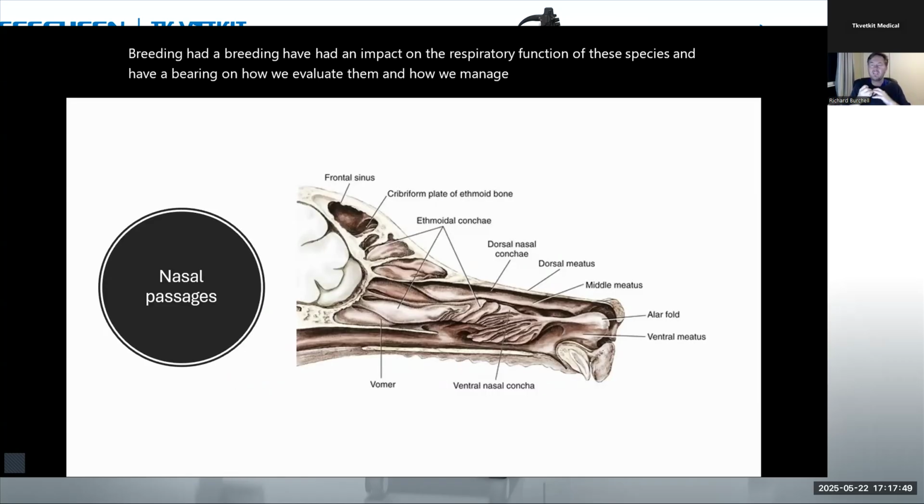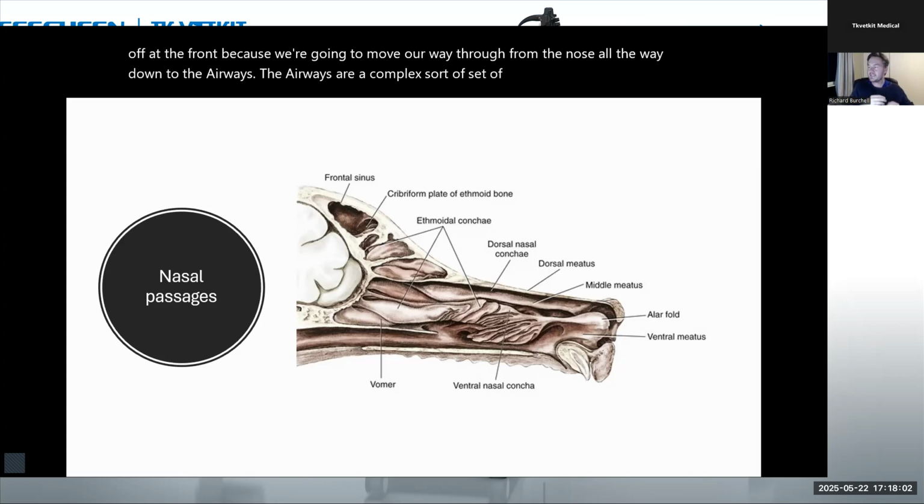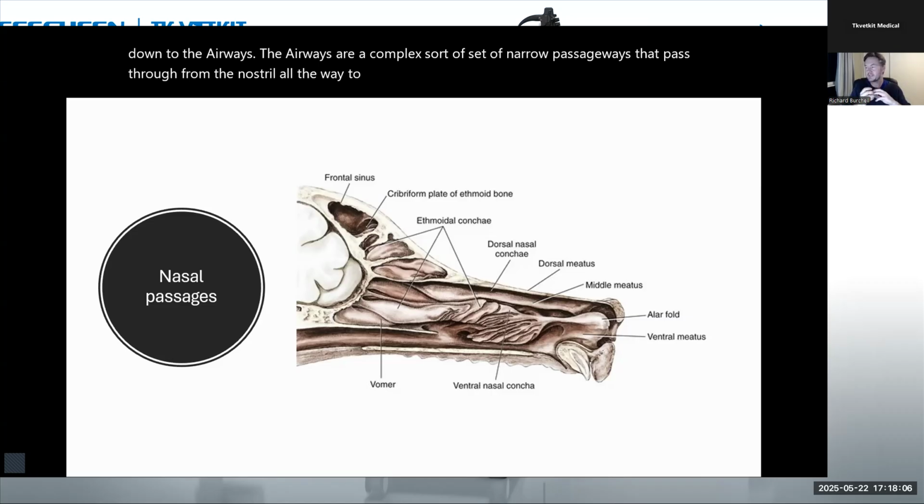So we're going to start off at the front, because we're going to move our way through from the nose all the way down to the airways. The airways are a complex set of narrow passageways that pass from the nostril all the way to the nasopharynx. And we'll be familiar from our anatomy days with the nasal turbinates.